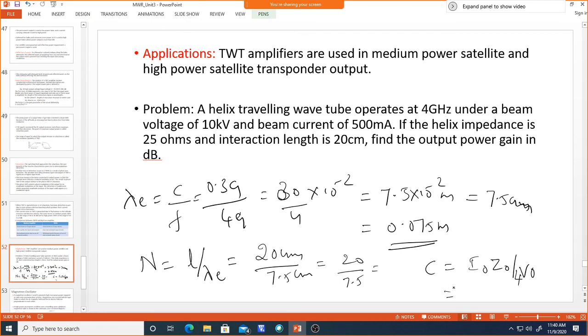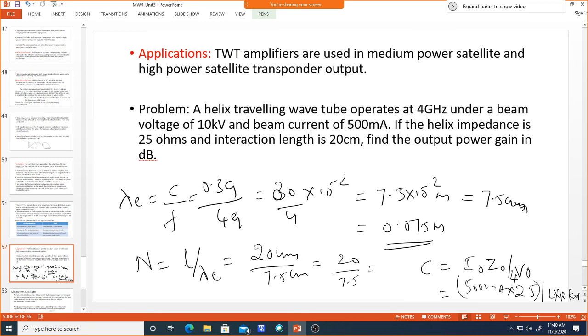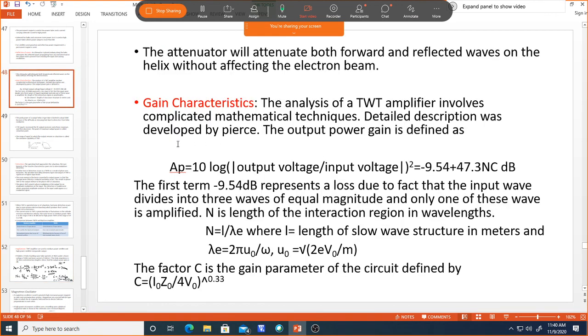So C is equal to I naught, which is 500 milliampere, into Z naught, 25 ohm, divided by 4 into 10 kilovolt. We can calculate C. After calculating, you convert NC into dB, so you can get the output in terms of gain in dB. We can put the values of N and C and calculate the gain of the TWT amplifier.